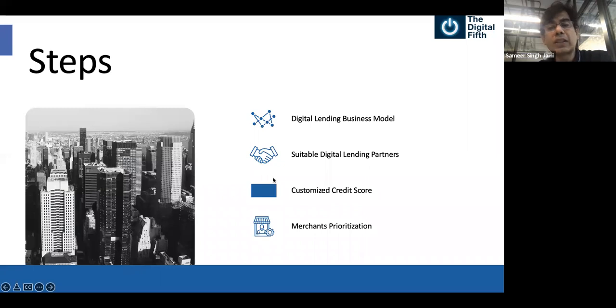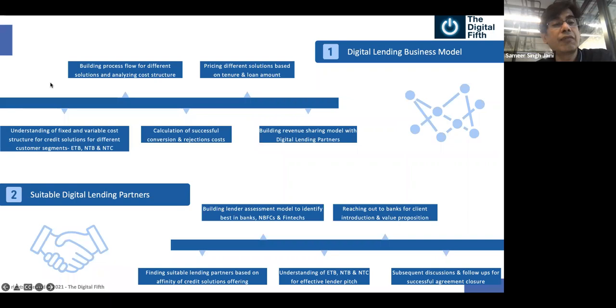And what we do is we help them with business models. We can help them look at the right lenders to come in, because while everybody says I want to become a lender, how do you get a lender who is not high on FLDG? How do you ensure there is revenue on the table for you? You should also know your cost structure. You should be able to build your customer score, and you should also be able to prioritize which merchant, which platform you can work with, right? That's largely the first framework.